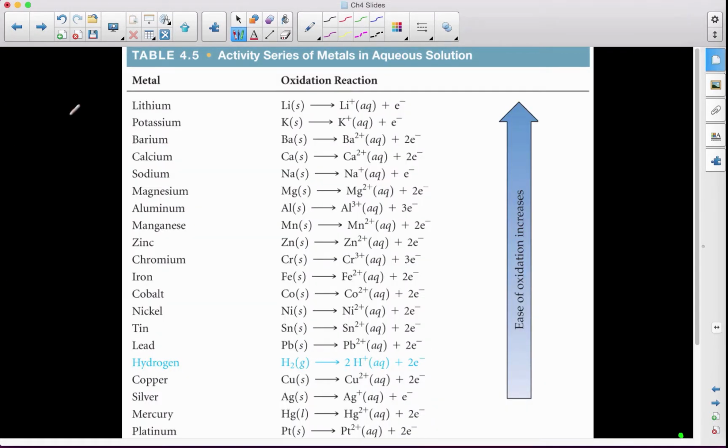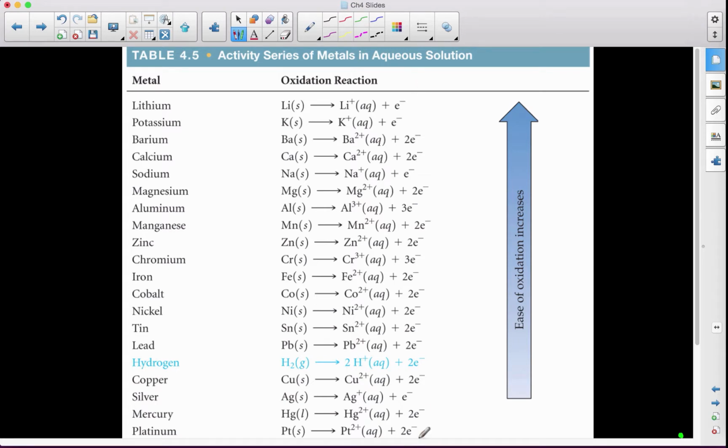Here, activity series of the metals. We didn't talk about this last year. It was in your textbook. I think we just omitted it. But here, what this says is that these are most readily oxidized. These are less likely to be oxidized. And hydrogen's in here as a standard because we can take elemental hydrogen and oxidize it to H+. It behaves like a metal. So if we look here, this is the easiest oxidation.